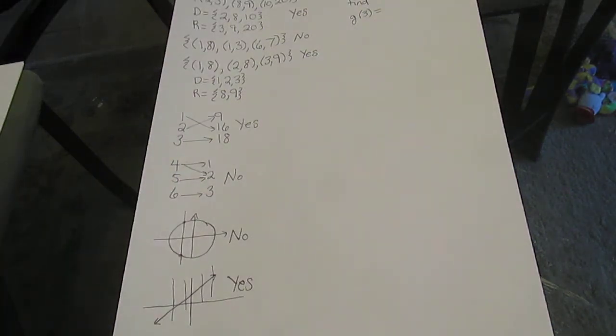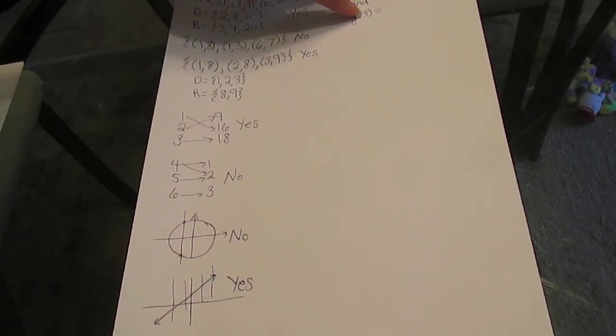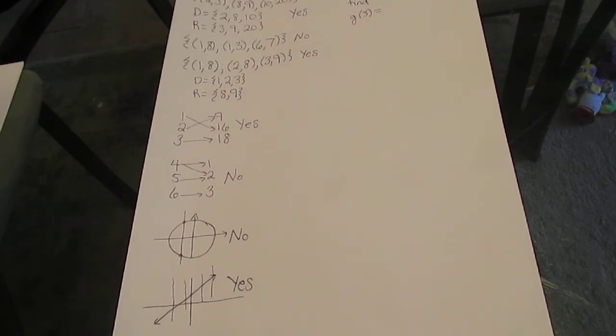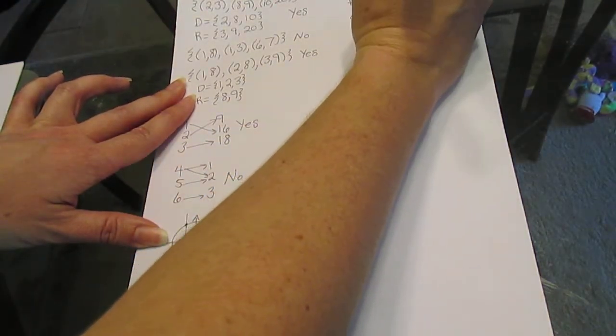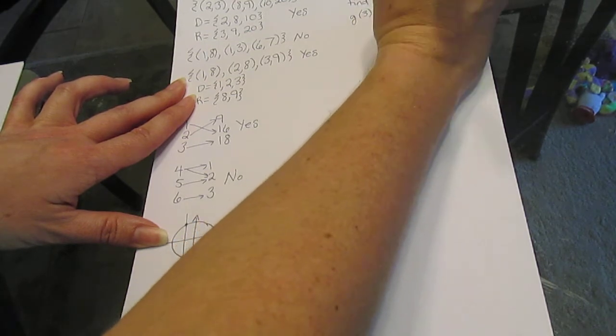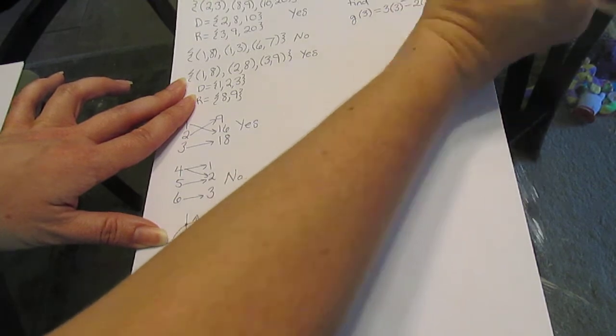Okay, well, this is function notation. This is the function name, g, and this is the input. The x is the input. So whatever they put in the parentheses here is what they want you to plug into the equation. So in this first one, we've got 3. So we're just going to plug 3 in wherever we see an x value. So we've got 3 times 3 squared minus 2 times 3 plus 1.